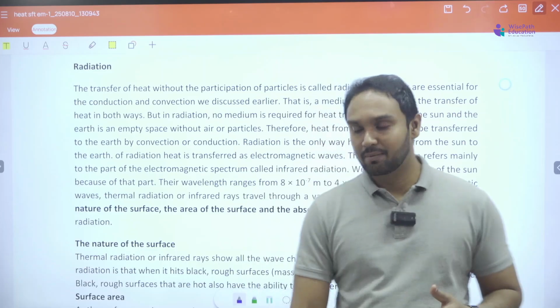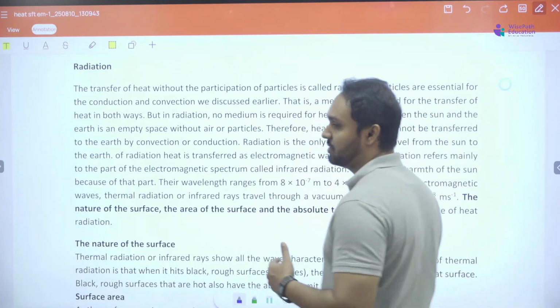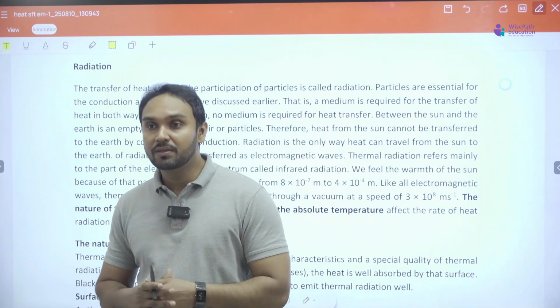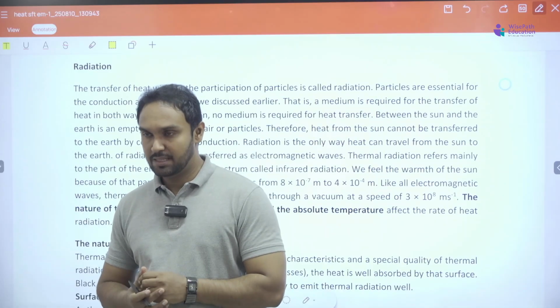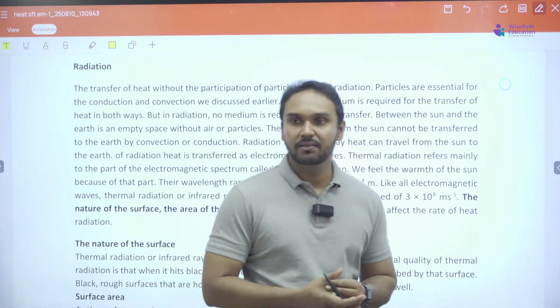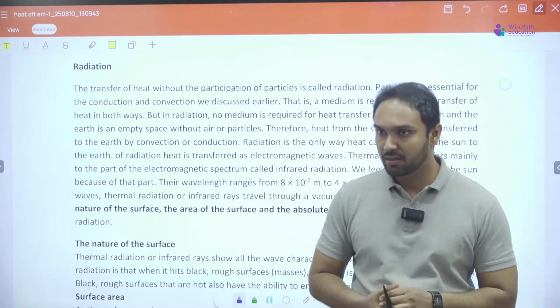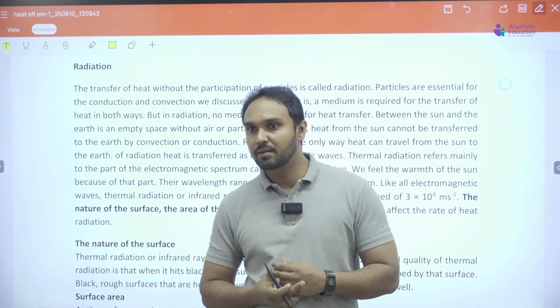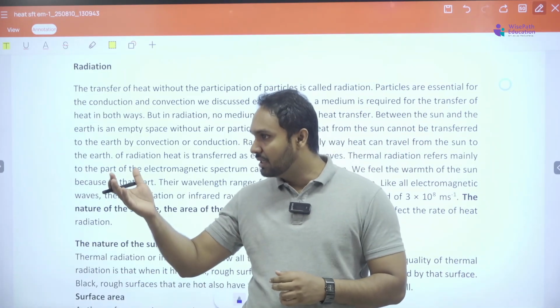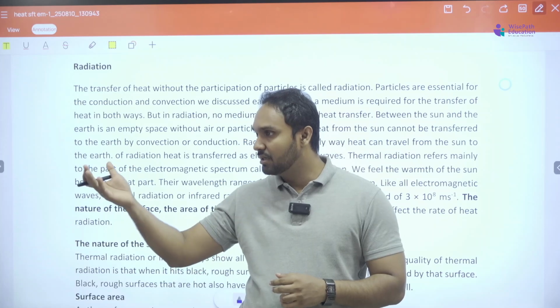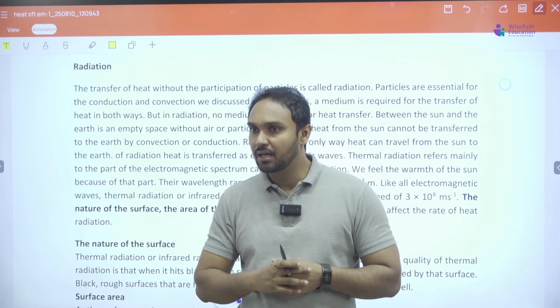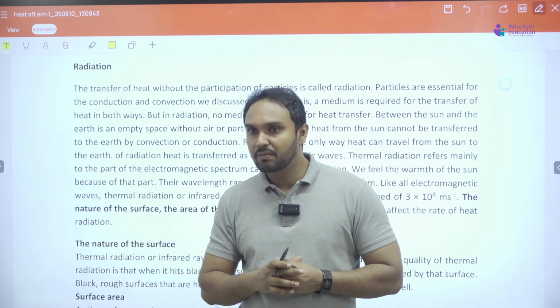So what happens in the radiation is that radiation is the original format of heat, which is an electromagnetic wave, and doesn't have to have a medium to propagate. Do you understand that? Doesn't have to have a medium to propagate. So when the heat is coming from the sun to the earth, what happens there? It propagates through a vacuum.